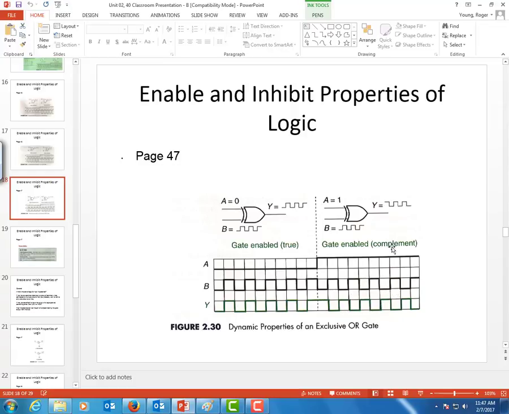But this is the complement of it, right? Complement means when one is high, the other is low. When one is low, the other is high. True value means they're in phase. This is out of phase. When in phase, in true form, when your signal is high, Y would be high. When your signal is low, Y would be low.